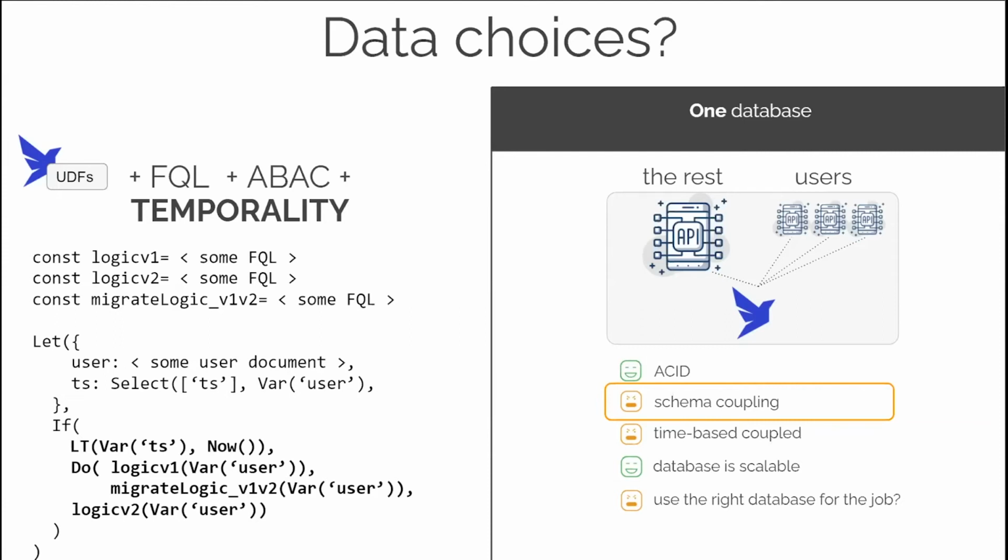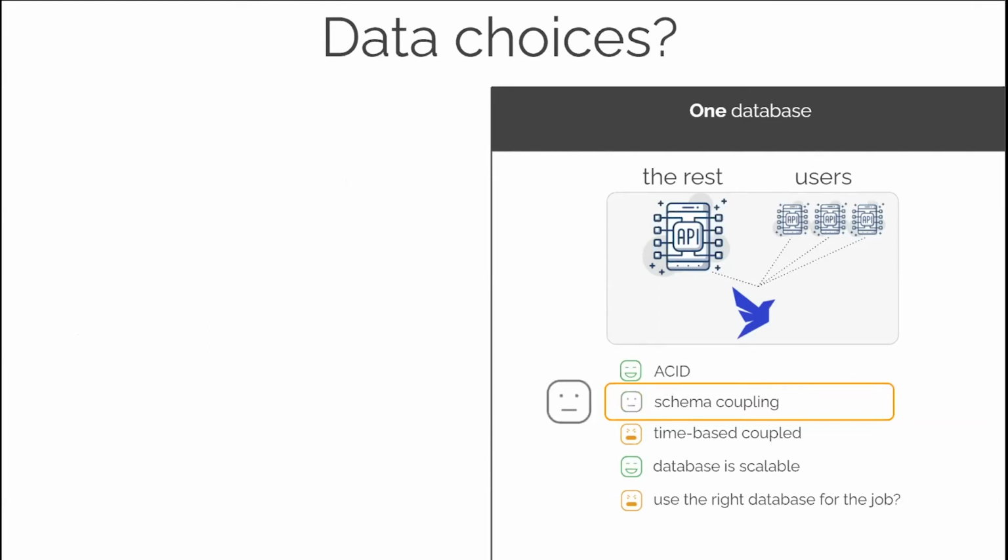And the next time you're going to call this on the same document, the timestamp will be updated. So you're going to automatically call logic v2. That way you could actually easily make a separation. Is that perfect? Of course not. So let's put a neutral smiley there.